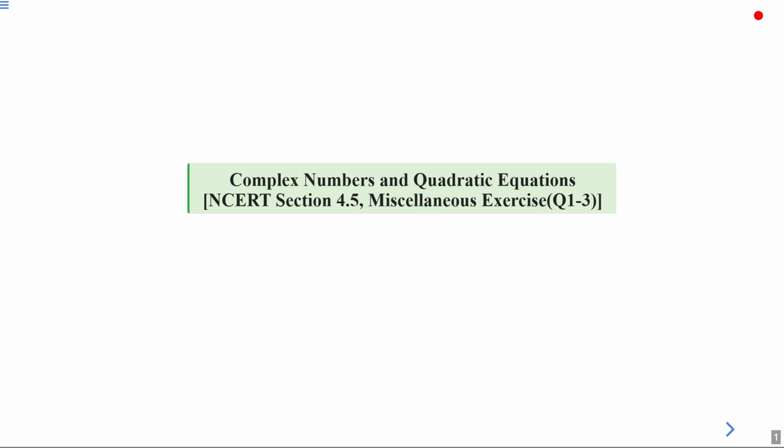Welcome, students. Today we will explore complex numbers and quadratic equations. In this lecture, we will cover NCERT section 4.5. Then we will solve miscellaneous exercise question number 1 to 3.